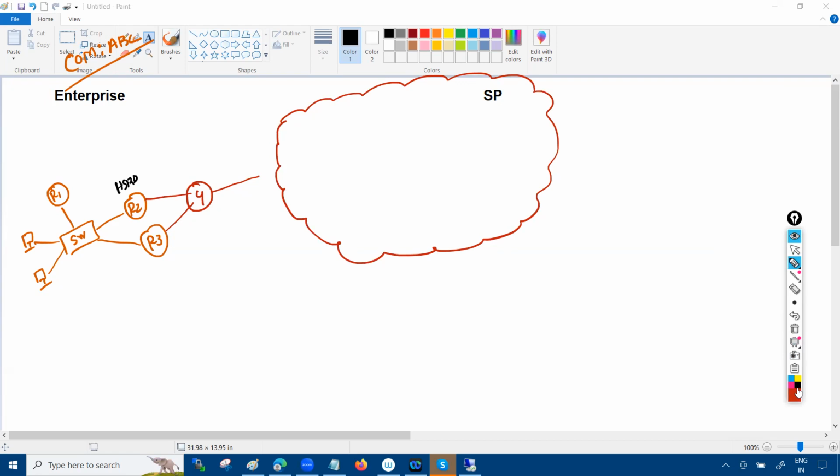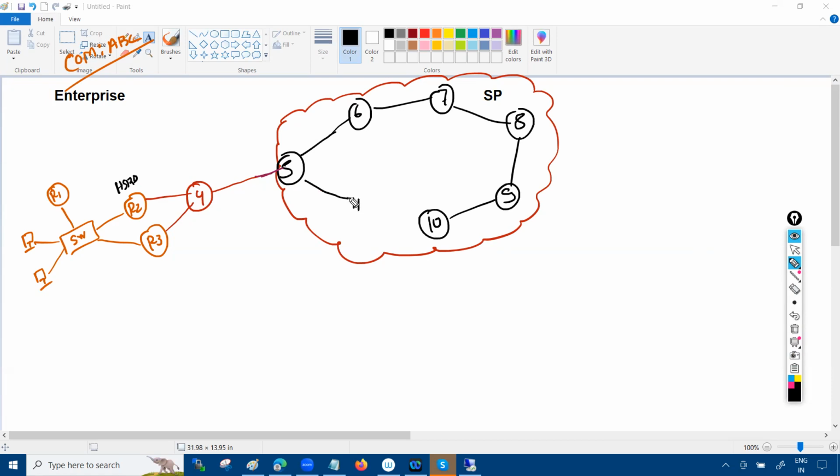In this service provider, this router is going to connect with router number 5. Then from router 5 we have router 6 in my service provider network, then router 7, router 8, router 9, router 10, router 11. And in the core, we also have router 12 and router 13. Now, this is one branch office in one location. Assume that it's in Mumbai.